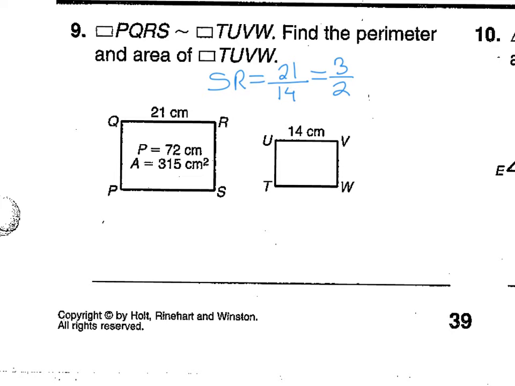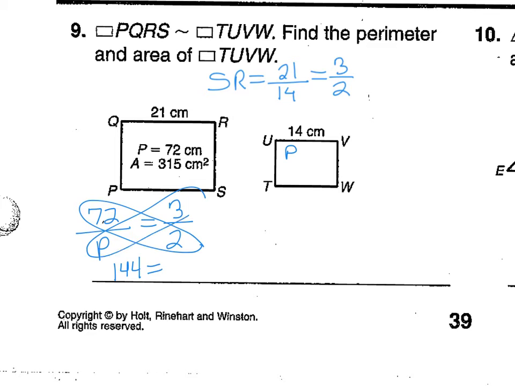So if I need to find the perimeter, see here they're saying that the perimeter is 72. What I can do is set it up. I can say the perimeter 72 is to the perimeter that we don't know on the other one as the similarity ratio is 3 to 2. Then we cross multiply. 2 times 72 is 144, equals 3 times p, which is 3p. Then we divide both sides by 3, and the perimeter is 48. What is the unit of measure? Well, that is centimeters. So the perimeter would be 48 centimeters.